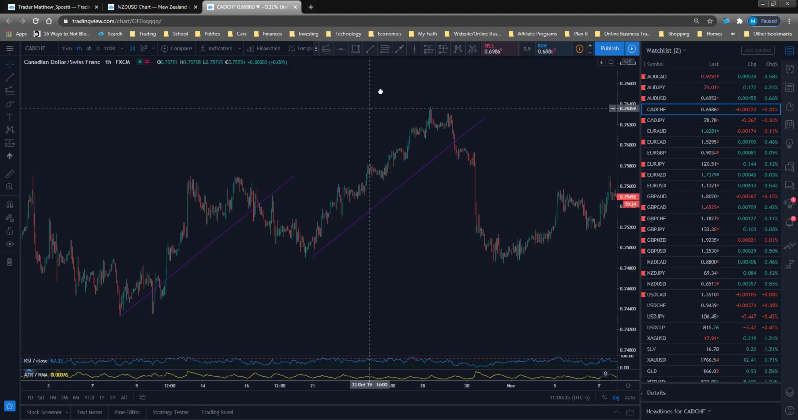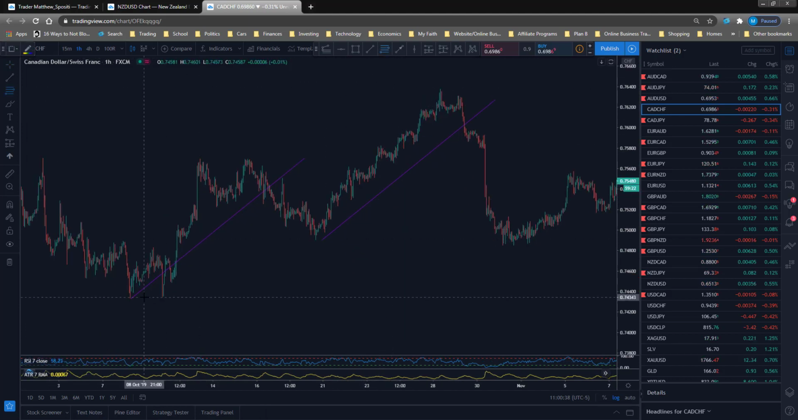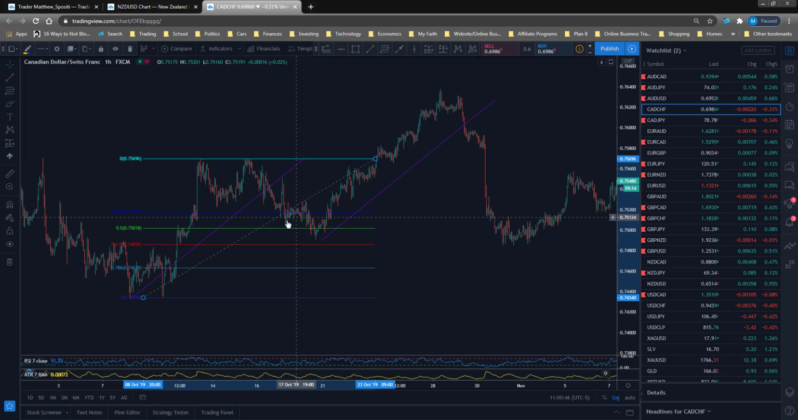Now, is this a perfect one? I can already tell you it is not. Well, actually, I don't think it is. Let's see here. No, it's not. It did hit the 382, so it is a valid ABCD pattern, but it never actually came down to the 618, so it's not considered a perfect ABCD pattern. It actually came all the way down to the 50, a little past the 50, and that's about it.